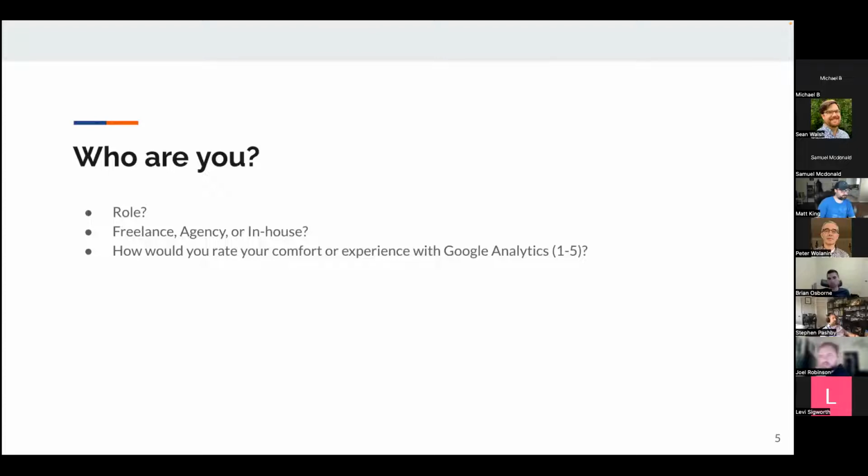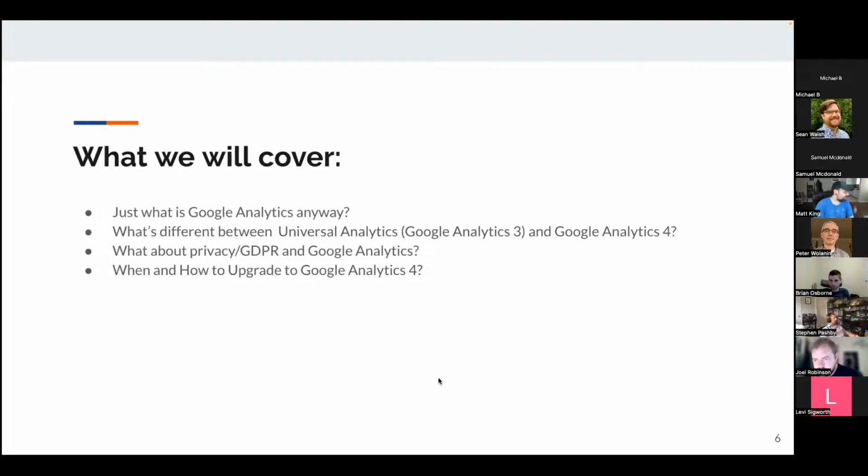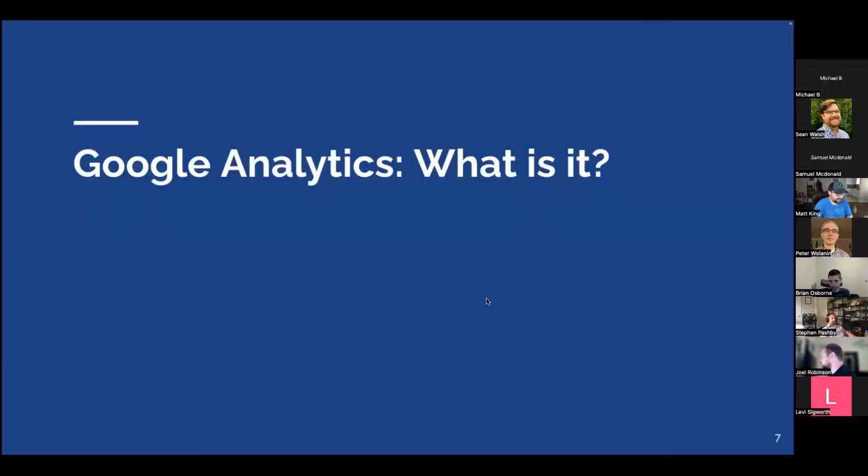Let's move the chat over here. All right, so we have a mixed group here, both ends of the spectrum. That's awesome. So what we'll cover is what is Google Analytics anyway, the differences between Universal Analytics, which is the old version, and Google Analytics 4, which is the new version, and talk about privacy and how and when to upgrade to Google Analytics 4.